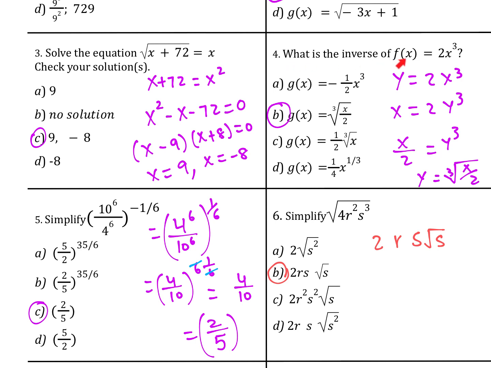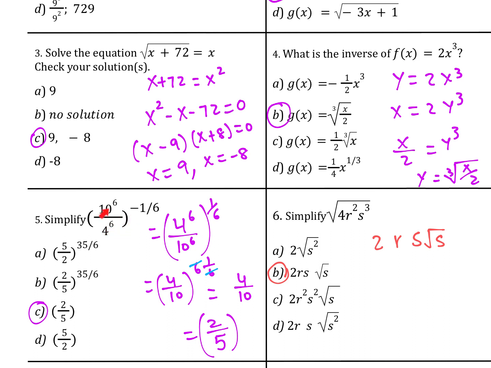Inverse function. Next we have an inverse function. Step number 1, set f(x) equals y. Step number 2, switch x and y and solve for y. So divide by 2, we get y cubed, and take the cube root on both sides. You get y equals the cube root of x over 2.